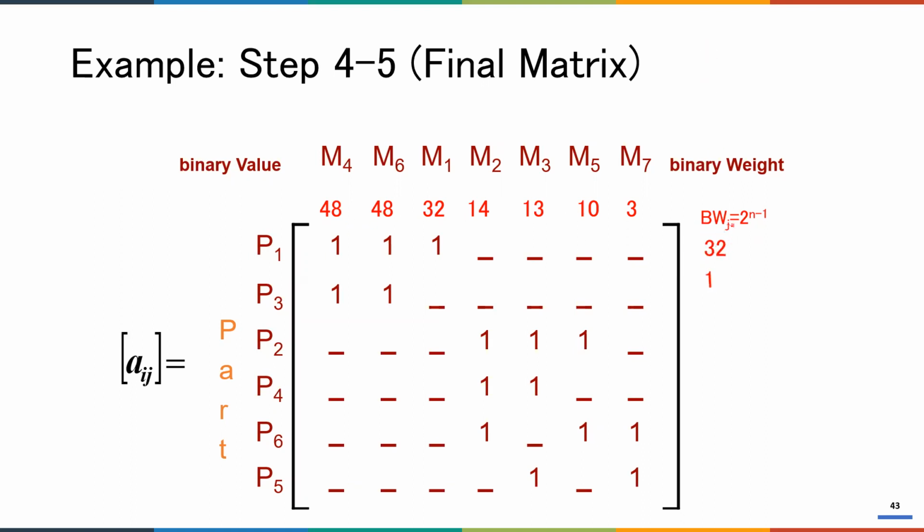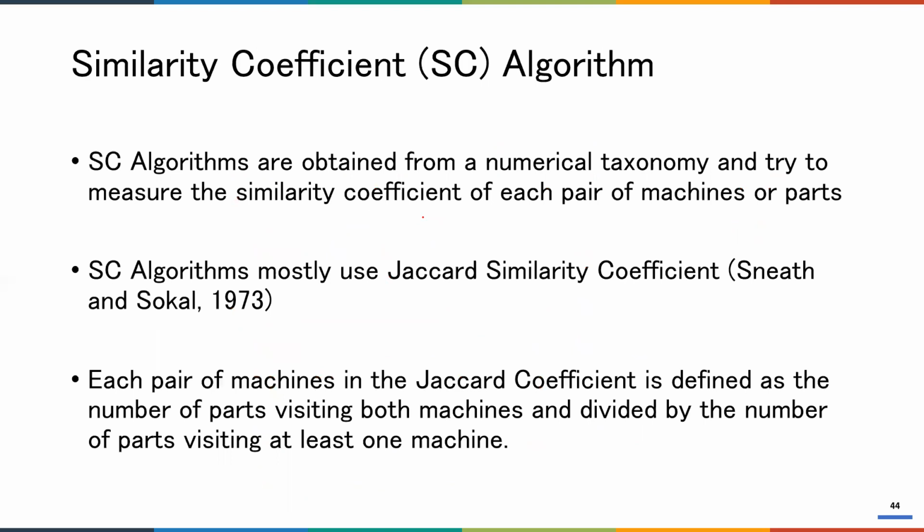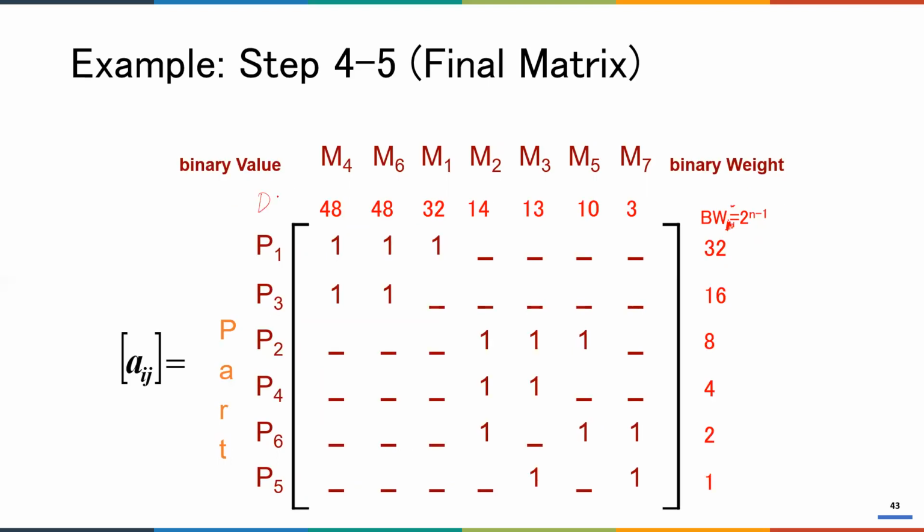This should be I, sorry. So like this, and then you calculate the DE. And it turns out that after we calculate and redo steps 4 and 5, we found out that we cannot improve anymore, and so the procedure is stopped.